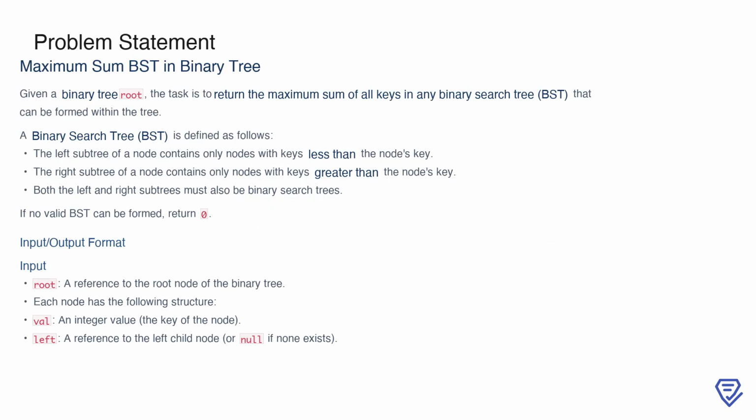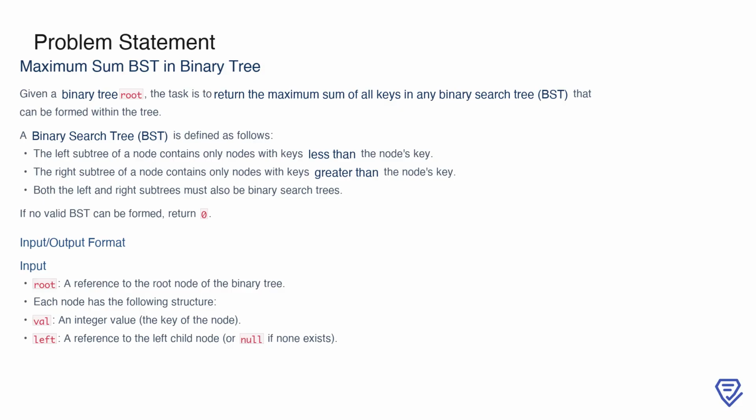In this problem, we are given a binary tree, and our goal is to determine the maximum sum of all keys in any binary search tree, or BST, that can be formed within the given tree. A binary search tree has a specific structure. Every node's left subtree contains only nodes with keys less than the node's key, and every node's right subtree contains only nodes with keys greater than the node's key. Additionally, both the left and right subtrees themselves must also follow the binary search tree property. If no valid BST can be formed within the tree, the result should simply be 0.